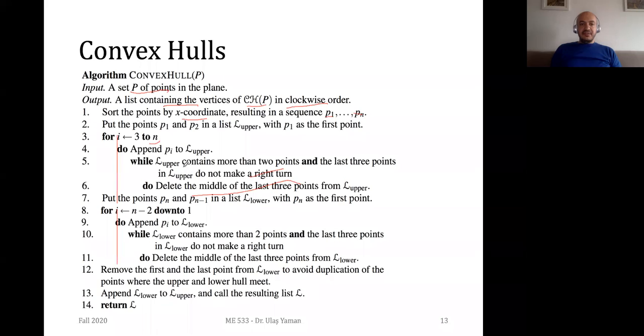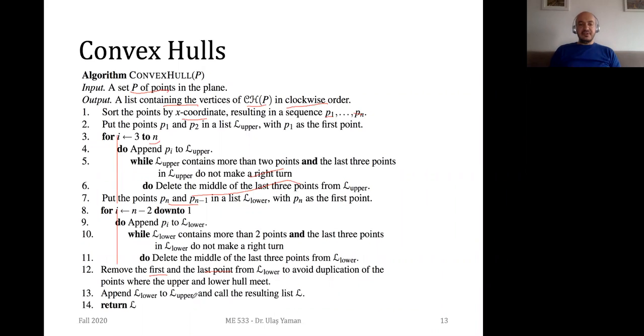And then after you are done with the upper hull, you continue with the lower hull. This is the initialization step for the lower hull, and the rest is the same. Again, if you are making a right turn, you're fine. But if you are doing a left turn, you need to remove the middle point and add another point. Once you are done with the upper and the lower hull, you can delete the first and the last points in the lower hull in order not to have any duplication, since these points were already in the upper hull.